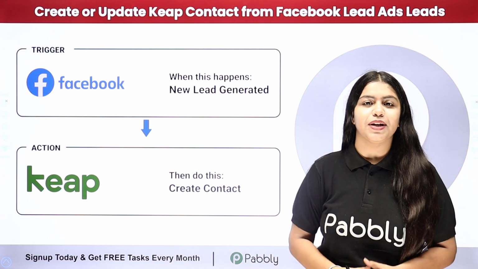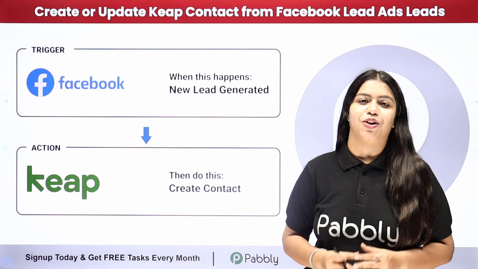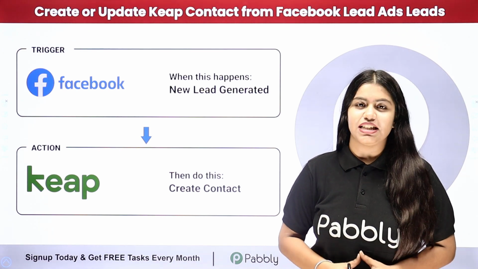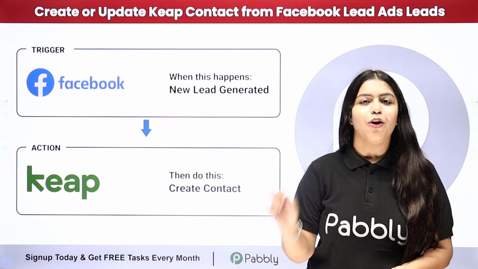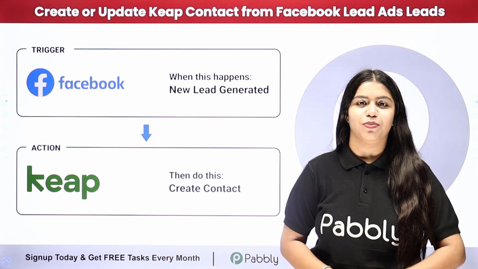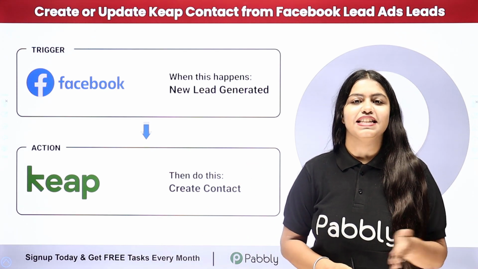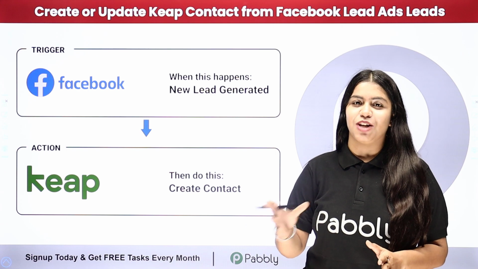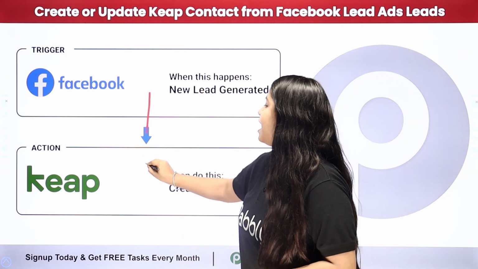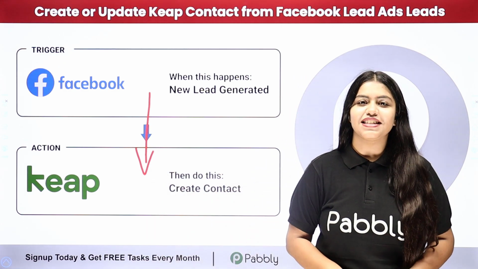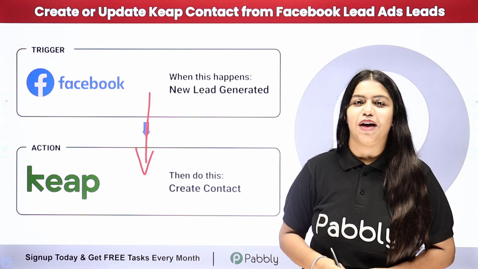So here I'm running a real estate agency and we use Facebook lead ads to get more leads for our business. So now what I want is that as soon as we receive a new lead from Facebook lead ad, automatically that same lead details should be added into my Keap account as a new contact too, so that my sales team can follow up quickly and efficiently. So to do this, we are simply going to create a connection between Facebook lead ads and Keap. To create this connection without knowing any programming or coding language, we are going to use Pabbly Connect.